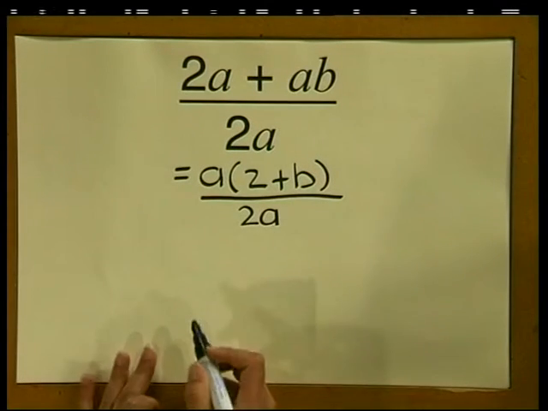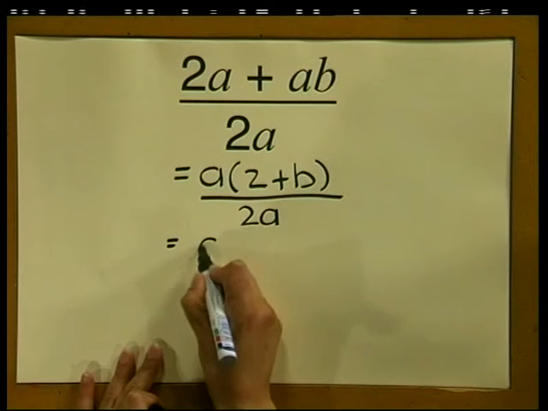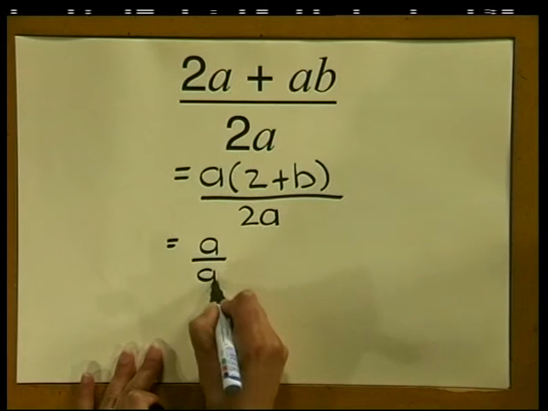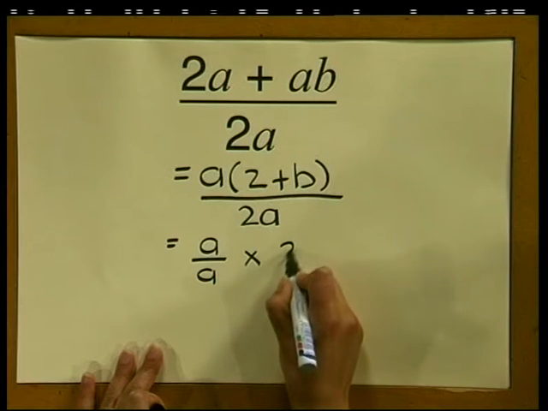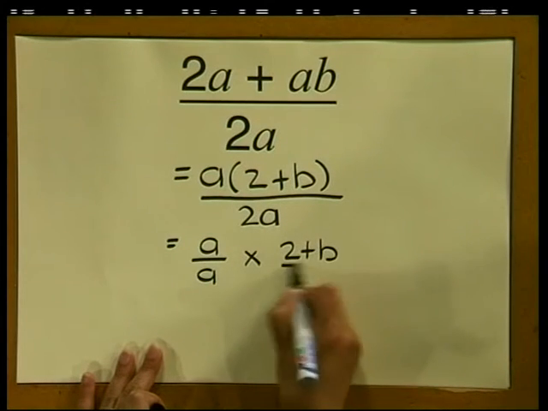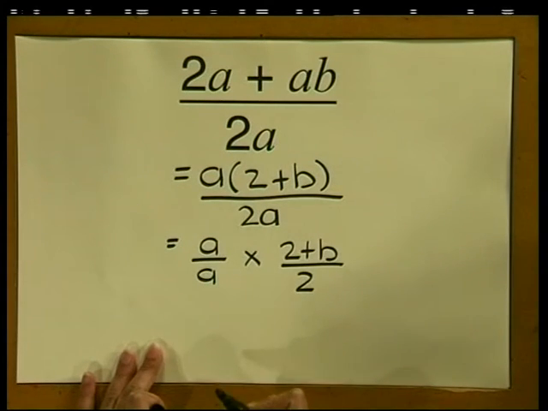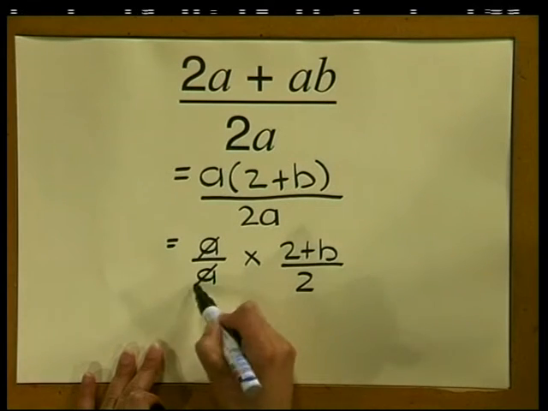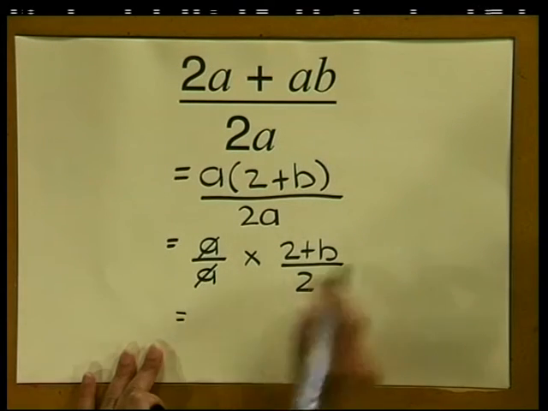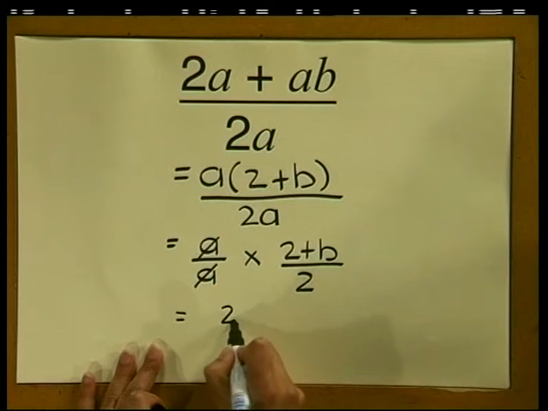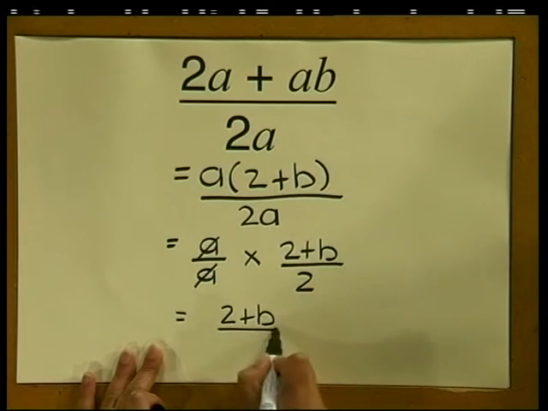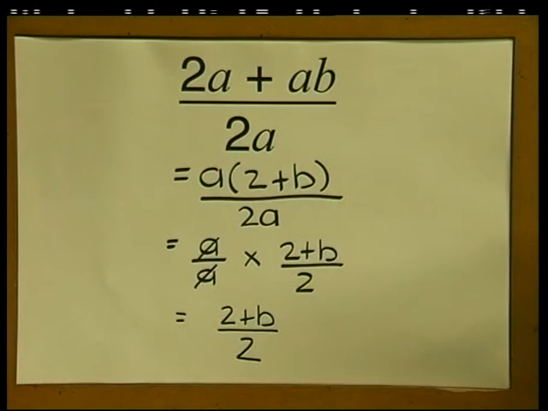Now, another way to write this is a divided by a multiplied by 2 plus b divided by 2. And what we notice is the a's cancel out, and we are left with 1 times this, which is really 2 plus b over, or divided by, 2. This is the simplified form.